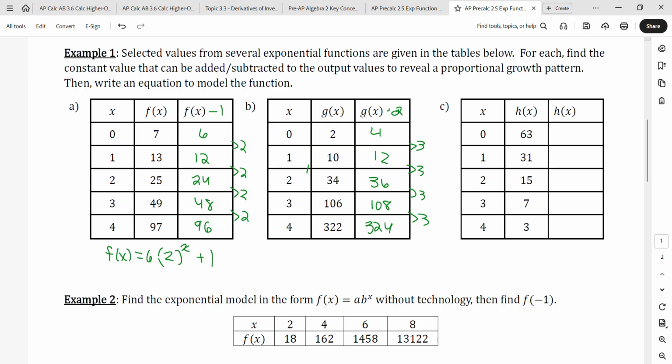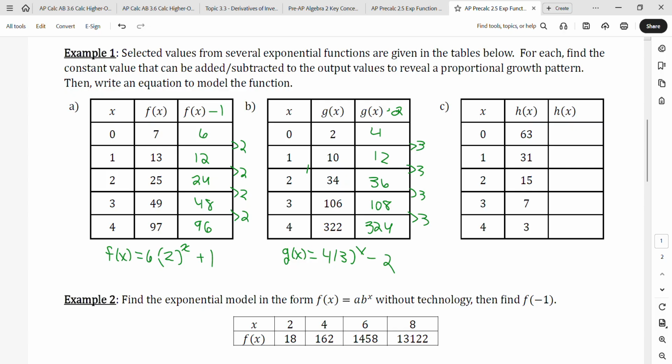What's the common ratio? Times 3. All right, so this function is 4 times 3 raised to the x minus 2.